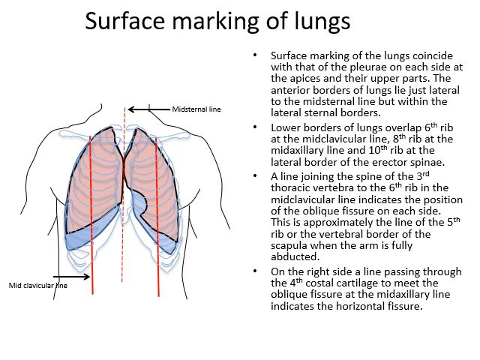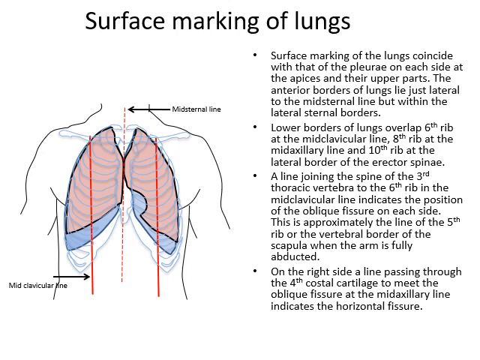A line joining the spine of the 3rd thoracic vertebra to the 6th rib in the mid-clavicular line indicates the position of the oblique fissure. The oblique fissure is a fissure in the lung; when you study the lung, you will see the oblique fissure on each side, and this is approximately the line of the 5th rib or the vertebral border of the scapula when you raise the arm fully, that means abduct the arm above the head. So that is the surface marking of the oblique fissure.